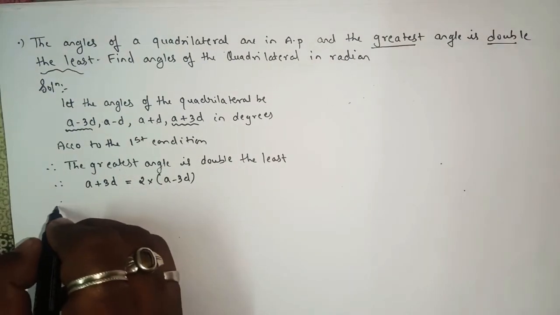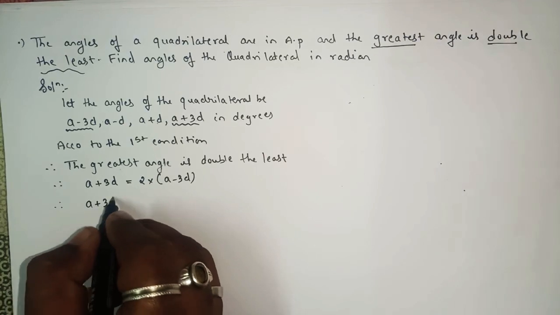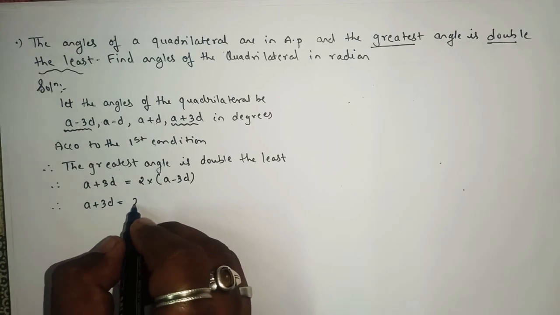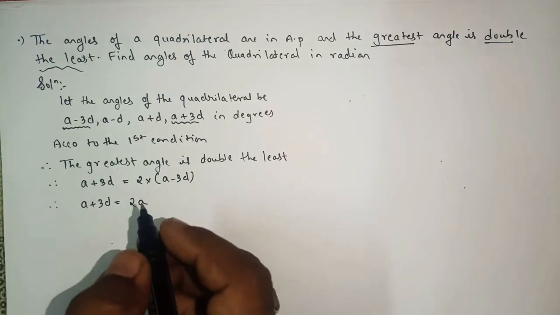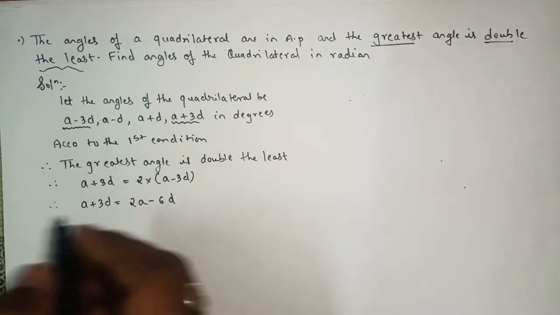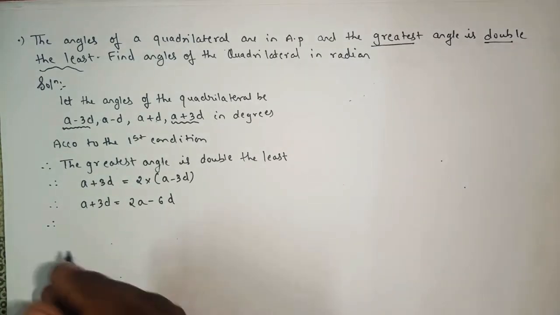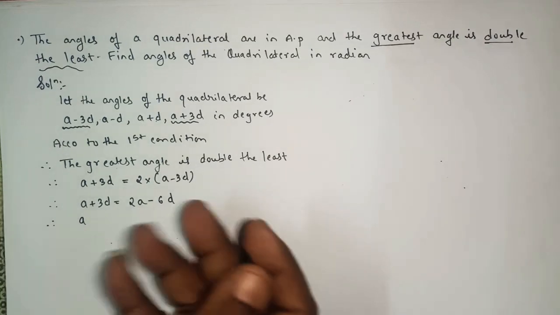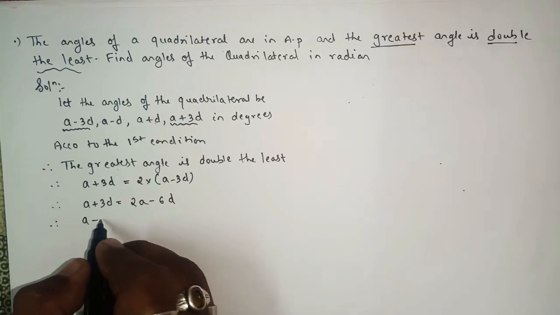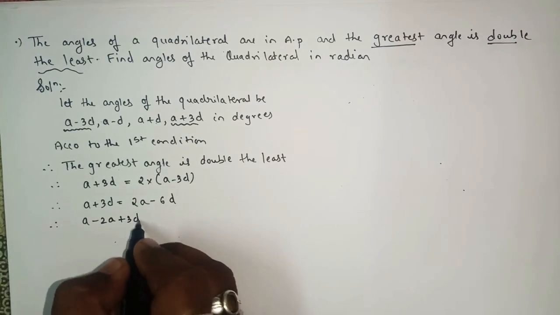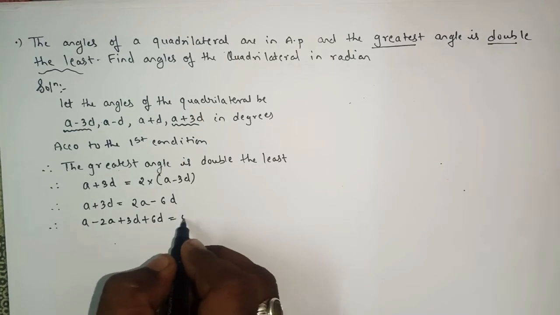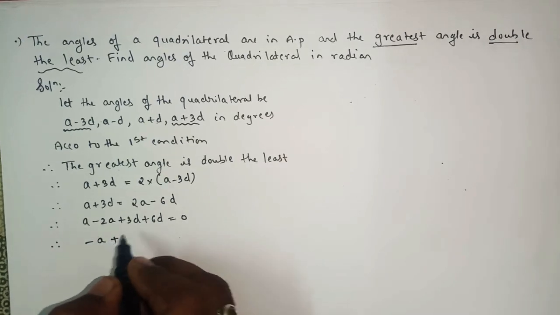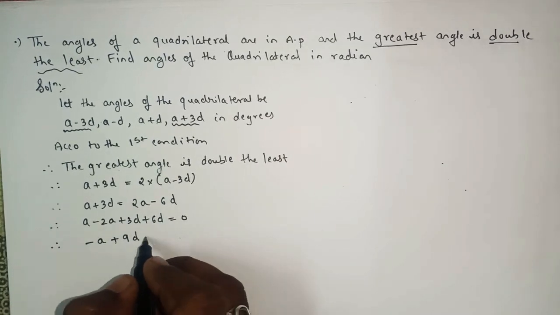Okay. So the next step, we'll open the bracket. So here you will get 2A minus 6D. Yes or no? So here we'll bring this alphabet on the left hand side. So here you will get A minus 2A plus 3D plus 6D equals to 0. So this will be minus A plus 9D equals to 0.